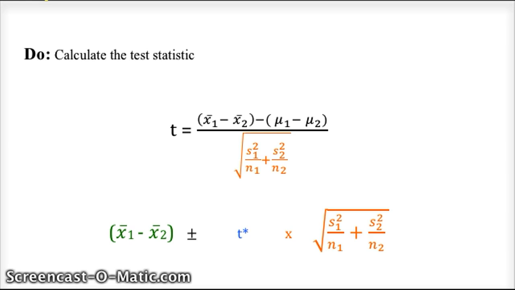So go ahead and do the conclude part for the confidence interval and the significance test, and then the multiple choice question about t versus z.